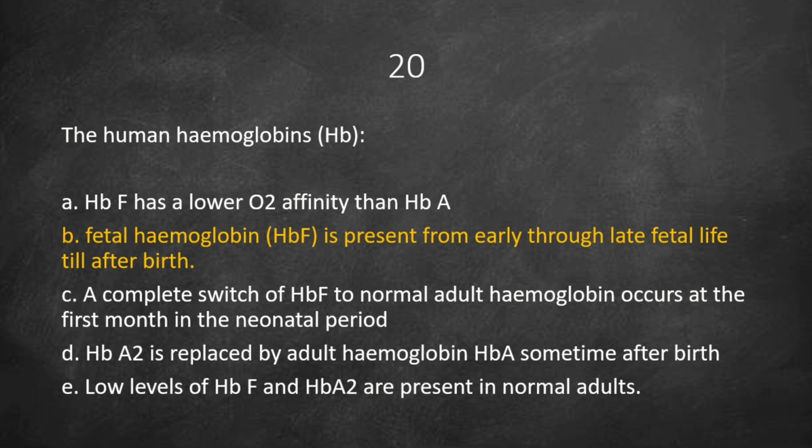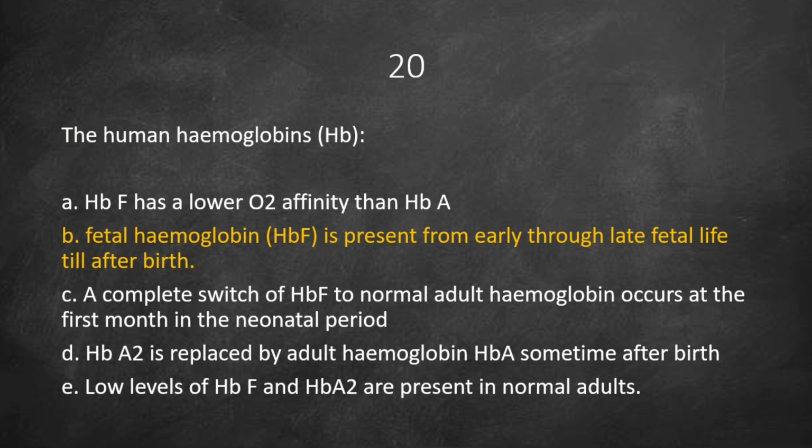Then if you look at option D, it says that hemoglobin A2 is replaced by adult hemoglobin A sometime after birth. This one too is incorrect. Hemoglobin A2 is a normal component of adult hemoglobin, and it's not replaced by hemoglobin A. So you see hemoglobin A2 present alongside hemoglobin A, but typically in small amounts in the adult.